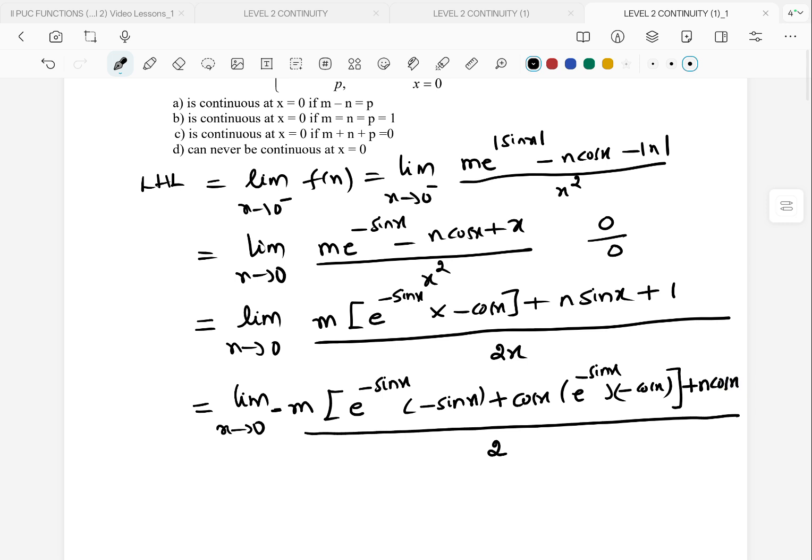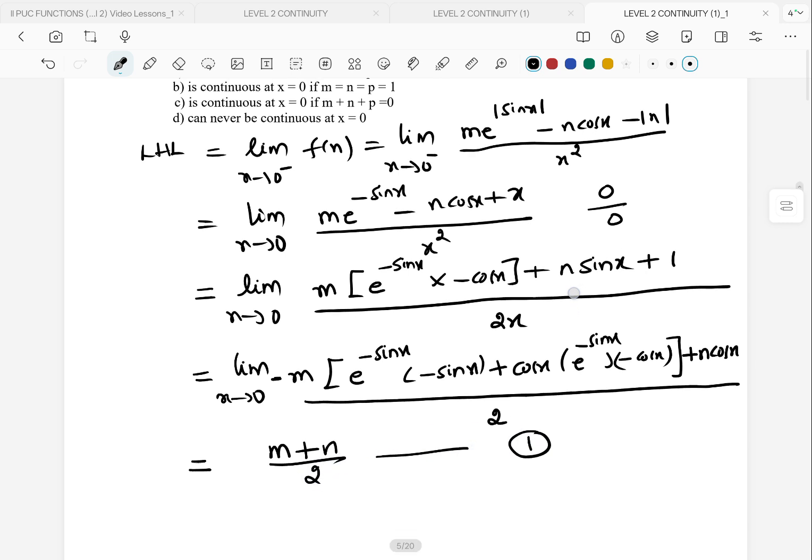Now let's apply the limit as x tends to 0. When x tends to 0, this term will become 0. Sin 0 is 0, cos 0 is 1, and e power minus sin 0 is e power minus 0, which is 1 by e power 0, which is 1. So minus into minus will become plus. So you will get m as the first term, plus cos 0 is 1, so m plus n by 2.